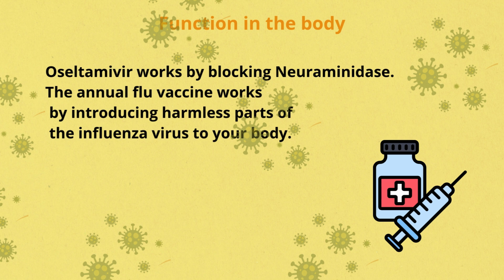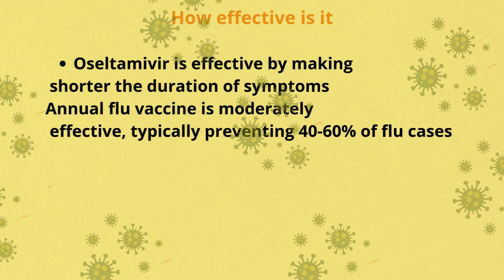Oseltamivir works by blocking the enzyme neuraminidase, stopping the flu virus from cutting sialic acids and spreading. The flu vaccine introduces harmless viral pieces, training your immune system to fight possible future infection. Oseltamivir is effective in treating influenza by shortening the duration of symptoms, and it reduces the risk of complications like lower respiratory tract infections and hospitalization by 52%.